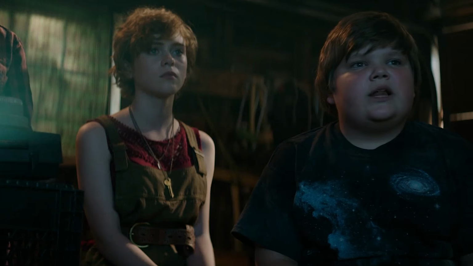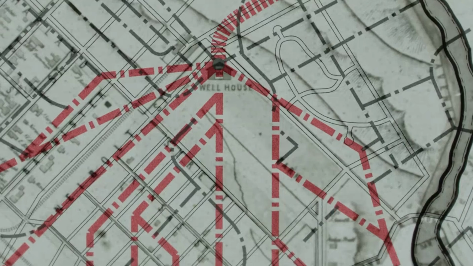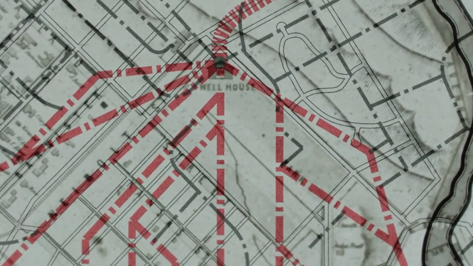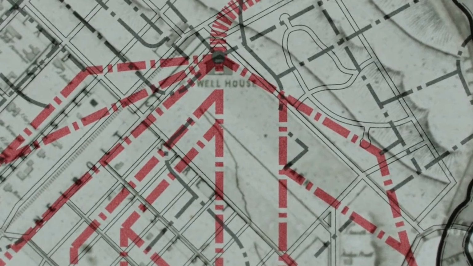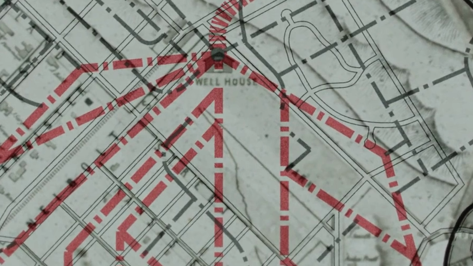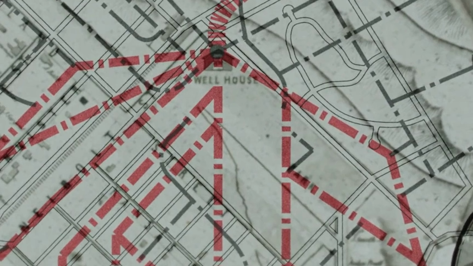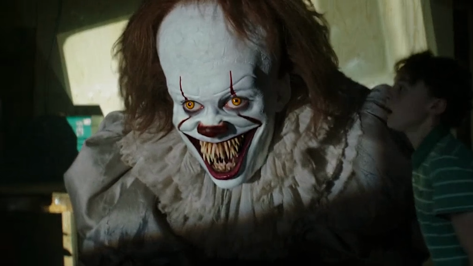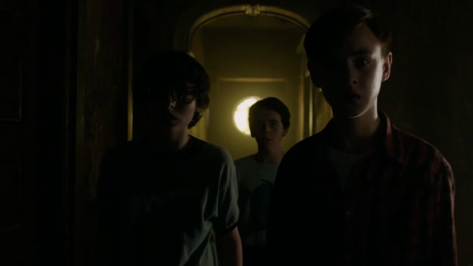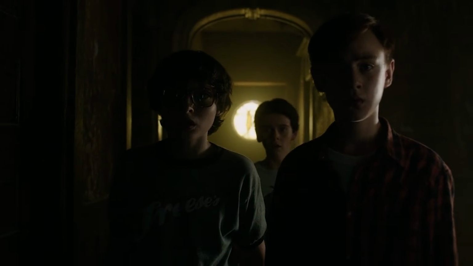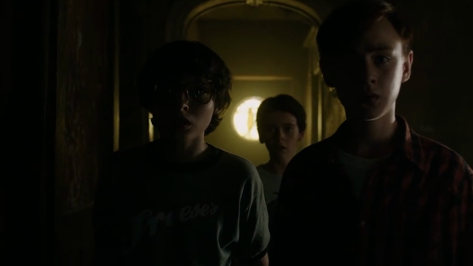Somehow, the group is also able to link that all the places where the tragedies have taken place are in a way connected by the sewers, and the sewers ultimately meet up at the old stone well, which is hidden underneath the abandoned house on Neibolt Street. Eddie's on the verge of having an asthma attack when it ends up briefly attacking the whole group. Afterward, the group goes to the abandoned house to confront it, only to get separated and terrorized.